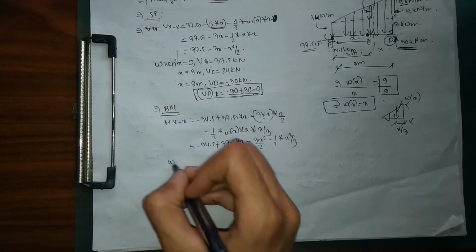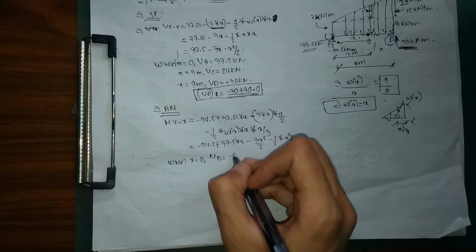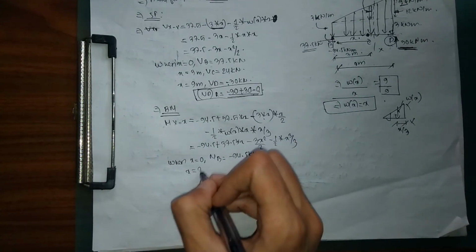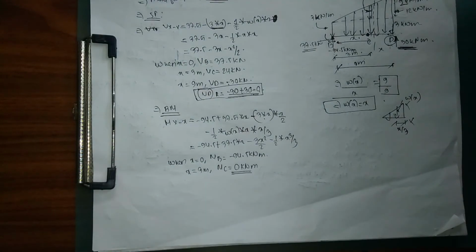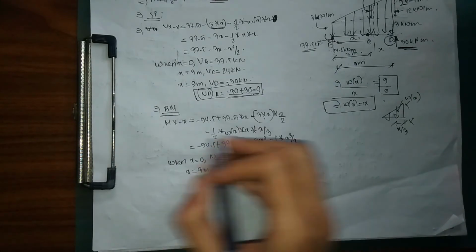When x equals 0, I'm going to get my bending moment at B, and my bending moment about B is minus 94.5 kilonewton meter. Next, when I put x equals 3 meter, I'm going to get the bending moment about C, which is the internal hinge, and it is always going to be 0. So this is a check as well. If I had got something else than 0, my equation would be wrong.